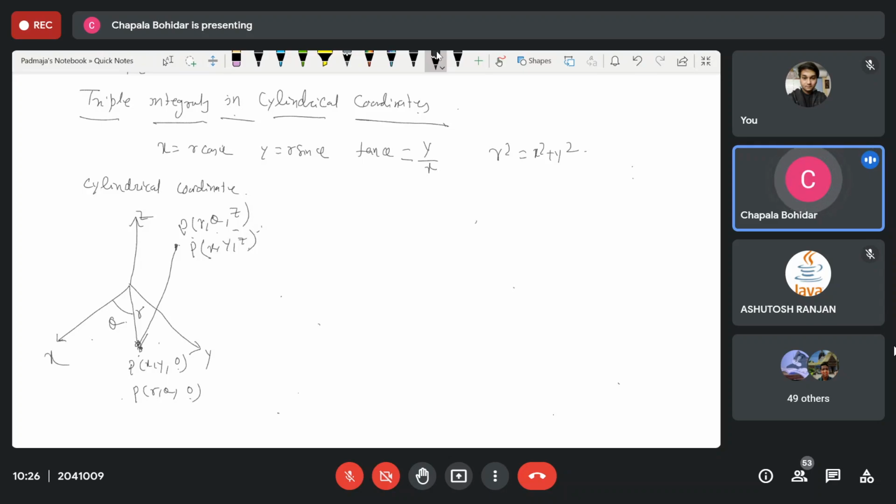Example first, a very easy one. Plot the point with cylindrical coordinates 2, 2 pi by 3, 1, and find the rectangular coordinates.